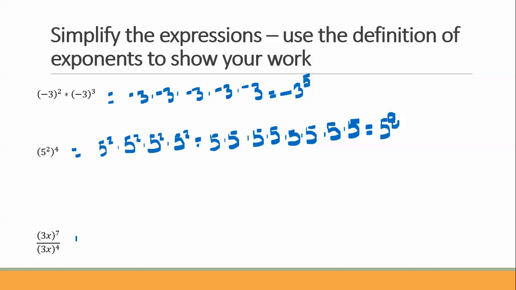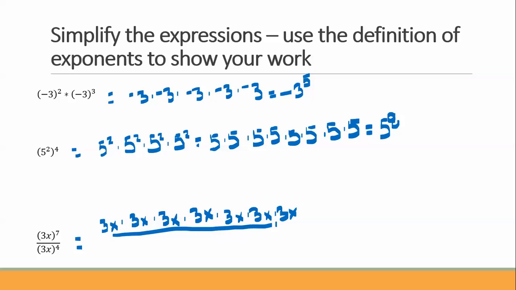The last one we're going to write out using the definition here, 3x to the 7th over 3x to the 4th. So 3x to the 7th, 3x is our base, so we're going to multiply that by itself 7 times. 1, 2, 3, 4, 5, 6, 7, and then 3x to the 4th in the denominator.